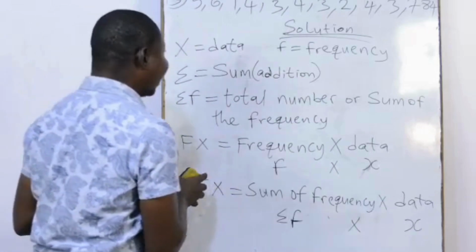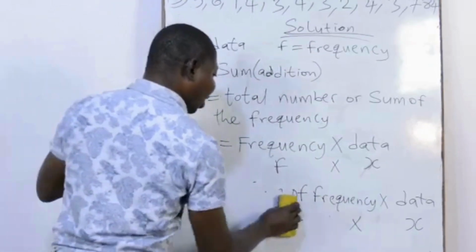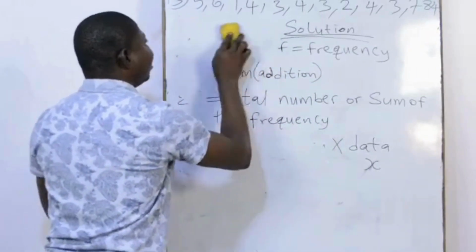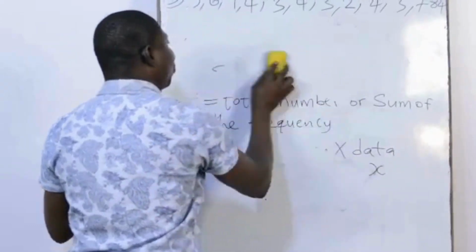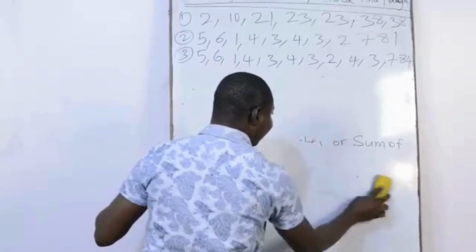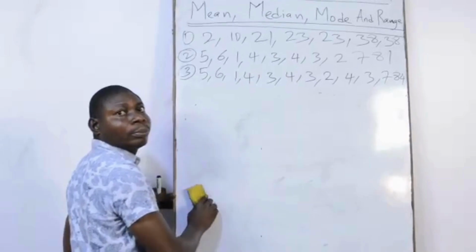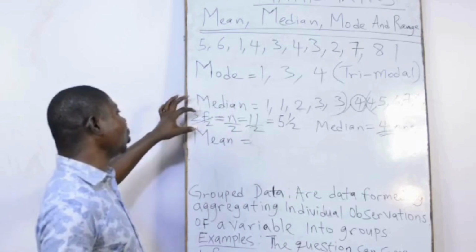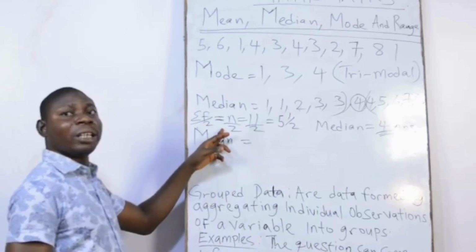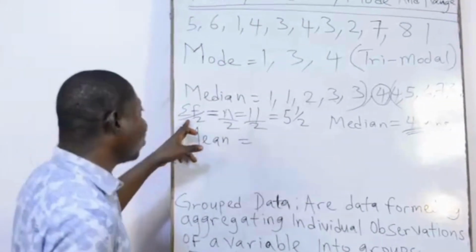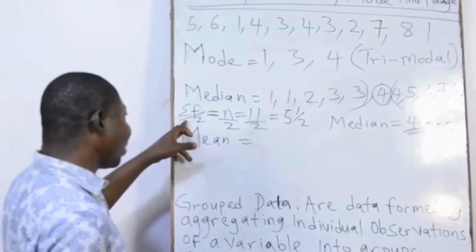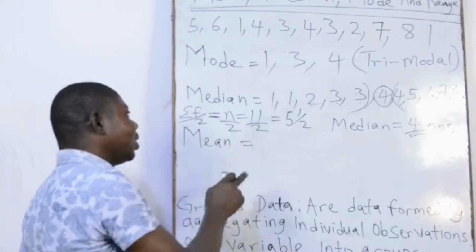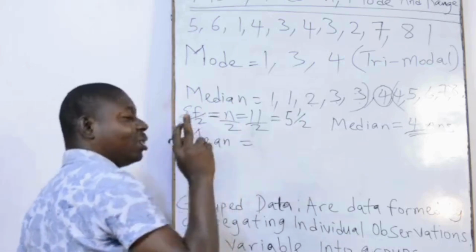Let's quickly solve question number 1, then we move to question number 2, then we move to group data in detail. Either you use this formula or this one. This formula is for group data, and this one is for raw data. We still make use of this one. The same thing: N stands for summation F, and summation F and N are the same thing.